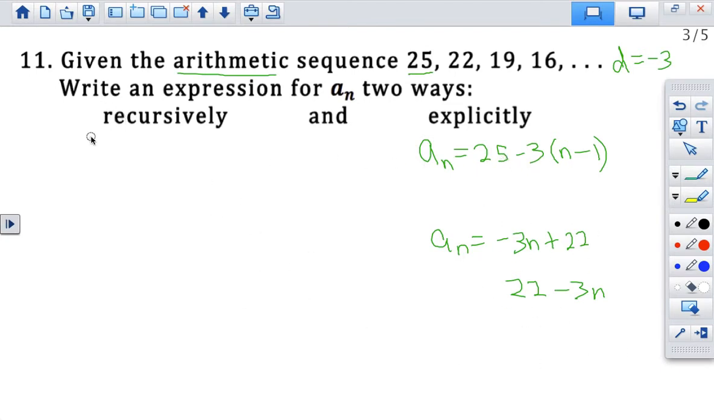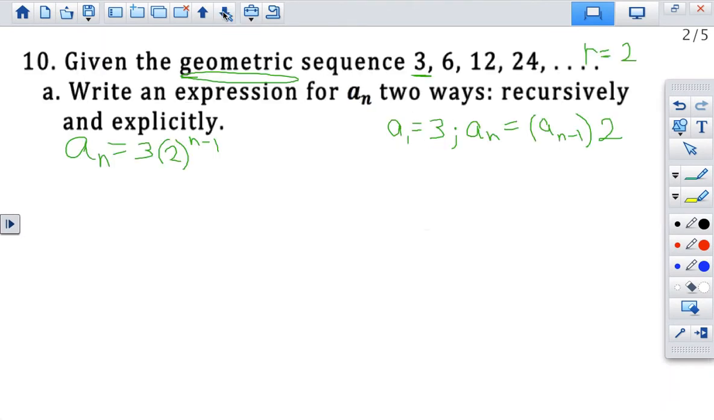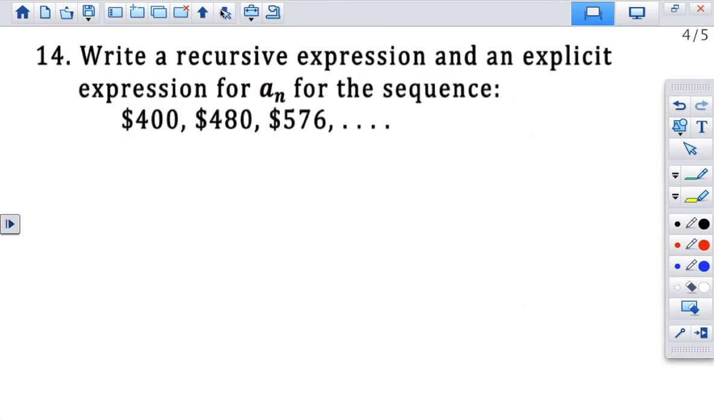All right, the recursive formula. So again, we have to say what a sub 1 is. Okay, in this case, it's 25. And then the rest of the equation would be a sub n equals the previous term, a sub n minus 1, and then minus the common difference of 3. Okay, pretty easy. Let's go back up, make sure we have it all set up. Usually it's a plus the common difference, but because we have a negative common difference, we're doing a minus 3.